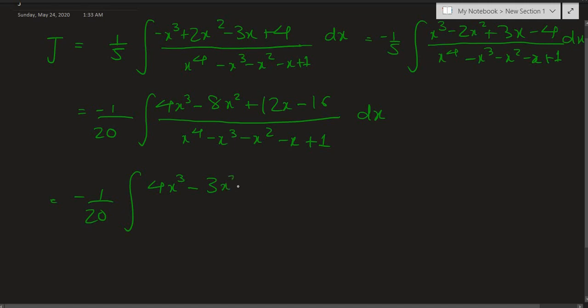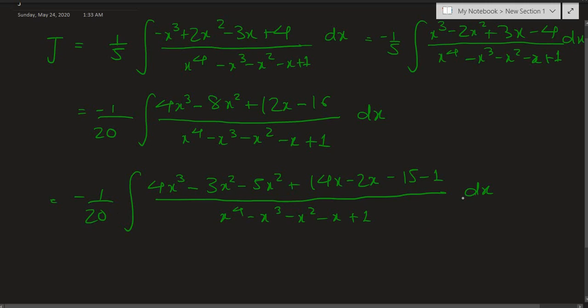So negative 3x squared, negative 5x squared, because they have to add up to negative 8, and I want to write my 12 as 14x minus 2x, then minus 2x because of the derivative of the negative x squared term, and negative x will have a derivative of negative 1, so I want to split 16 as negative 15 minus 1, divided by x to the 4 minus x cubed minus x squared minus x plus 1 dx.